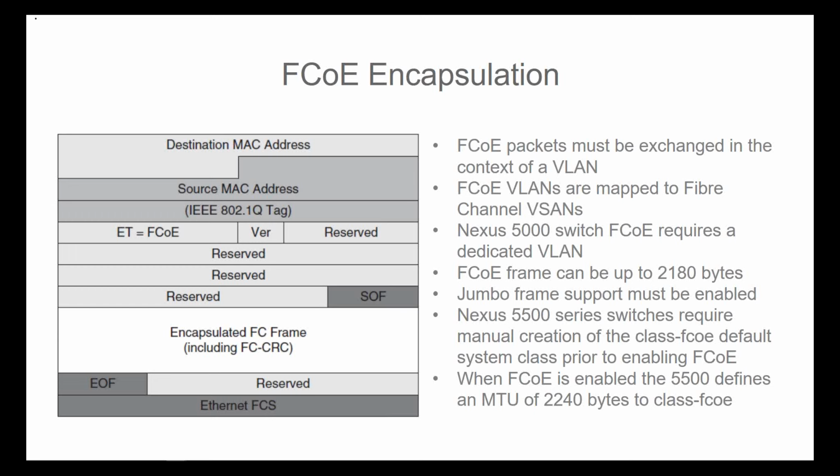Nexus 5000 switch FCoE requires a dedicated VLAN. You can't use a VLAN for an FCoE VLAN and something else. It has to be dedicated to that function. An FCoE frame can be up to 2,180 bytes, so jumbo frame support must be enabled. And the Nexus 5000 series switch requires the manual creation of a class-fcoe default system class prior to enabling FCoE. That's because when FCoE is enabled on the 5500, it defines an MTU of 2240 bytes to that class. So it has to be there for it to do that assignment when FCoE is turned on.